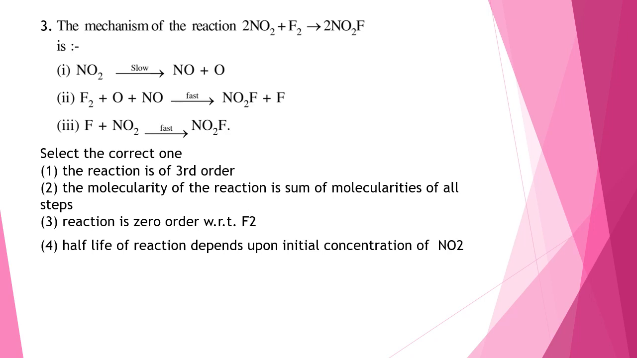So as you can see that reaction is zero order with respect to F2, because in the slow step there is no involvement of F2. Therefore, it will be zero order with respect to F2. So the correct answer will be option 3.